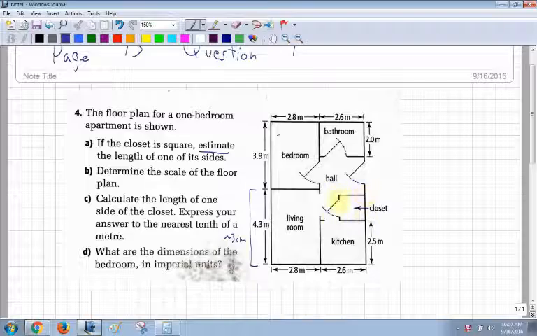So it's going to be square, so all the sides are going to be the same. Just guess 1.8, 2, 1.7, I don't know. Just pick a value that you think is close. Your answer is going to be correct no matter what.